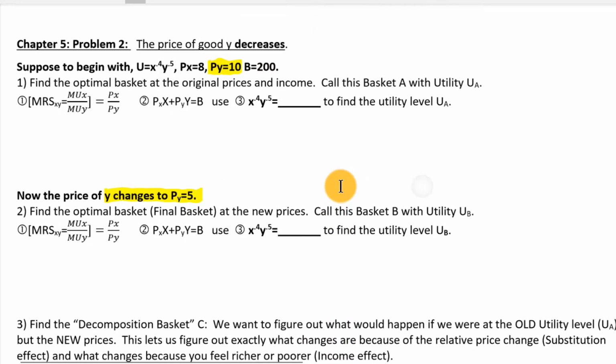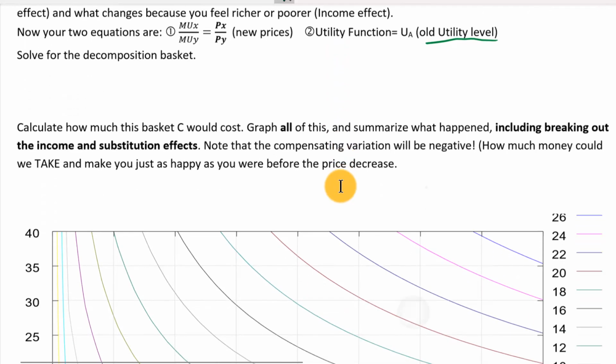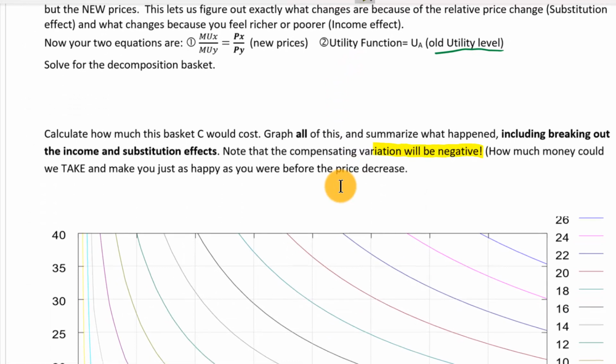When the price of Y goes down, their utility is going to go up. This decomposition basket, we're going to try to get them back to the old lower utility level. And so this is going to require taking money from this person. Seems a little weird to think about, but that's what we're trying to do. In a way, we're trying to measure how much better off are they because the price went down, or how much income could we take from them to get them back to the old utility level. That's a way of measuring how much better off they are because price went down. And then the compensating variation in this case is going to be negative, meaning we're going to be taking money from them to get them back to their old utility level.